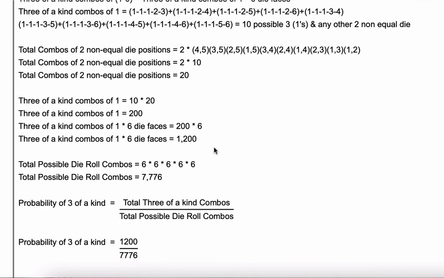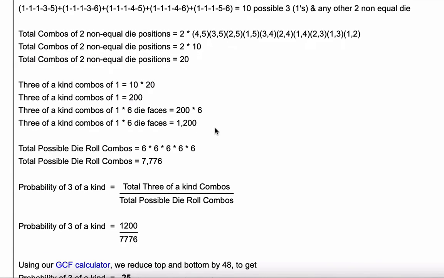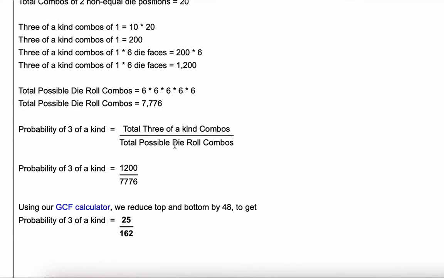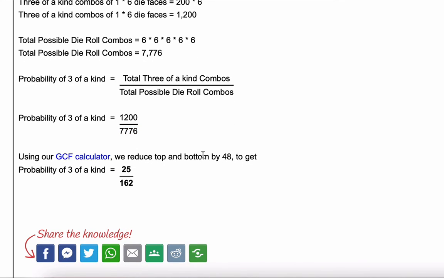So now what we want to do is, because we have six die faces, so 200 possible three of a kind combos times six is 1,200. We know we have a total possible die roll combo of 7,776, so we take 1,200 divided by 7,776, simplifying using a greatest common factor of 48, we get 25 over 162.